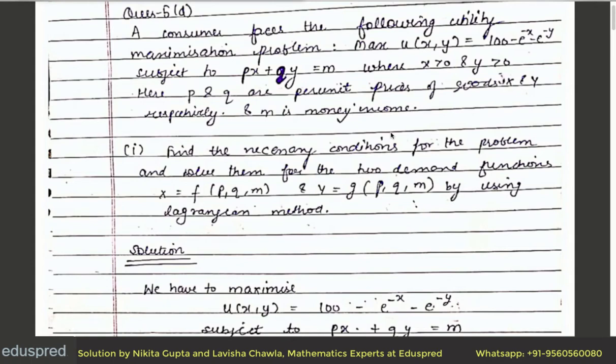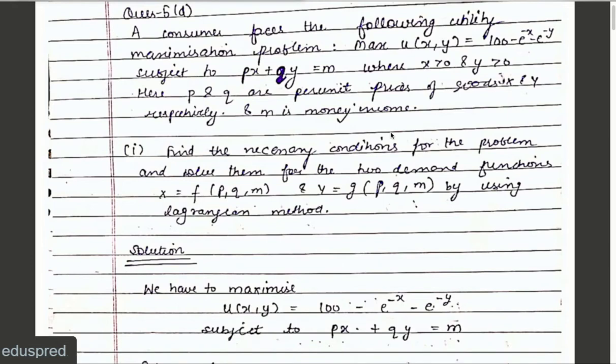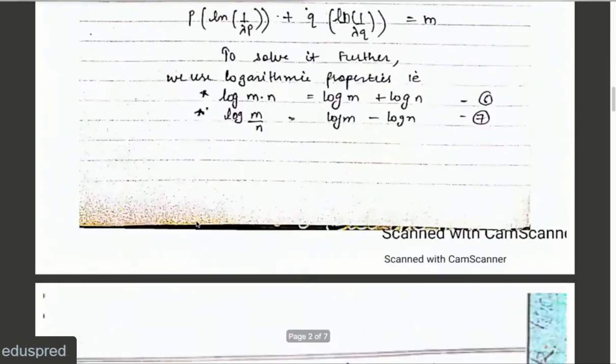Here p and q are per unit prices for good x and y respectively, and m is the money income. We have to find the necessary conditions for the problem and solve for the two demand functions, x is equal to f, a function of p comma q comma m, and y is equal to again a function of p comma q comma m, by using a Lagrangian method.